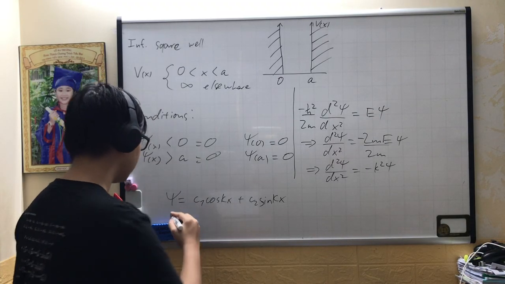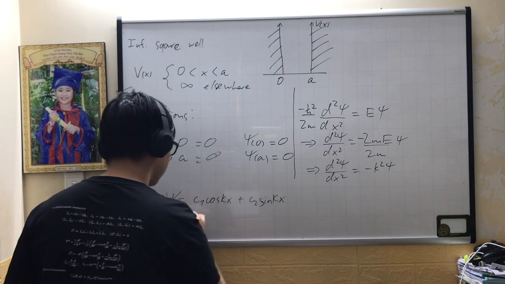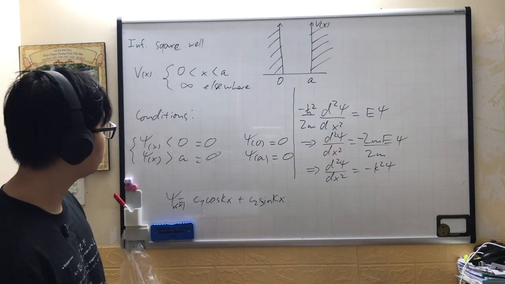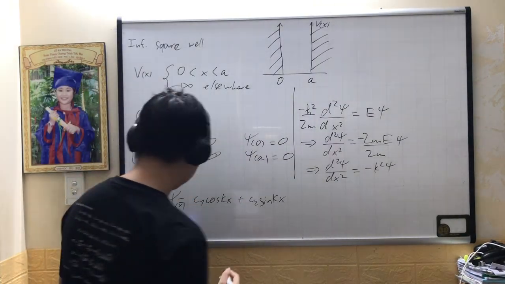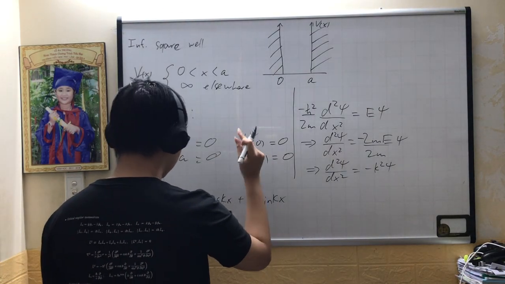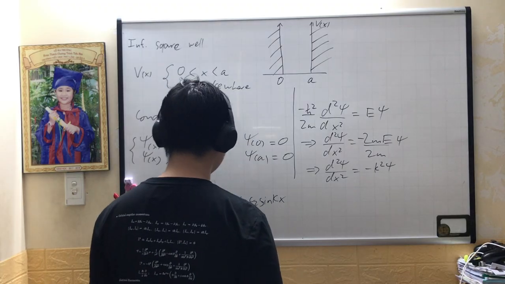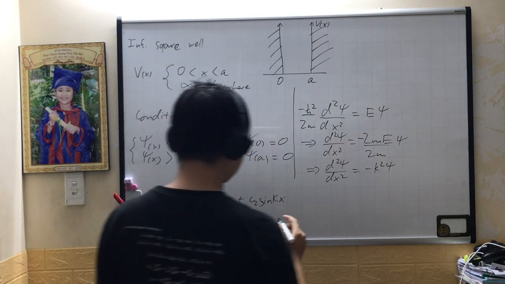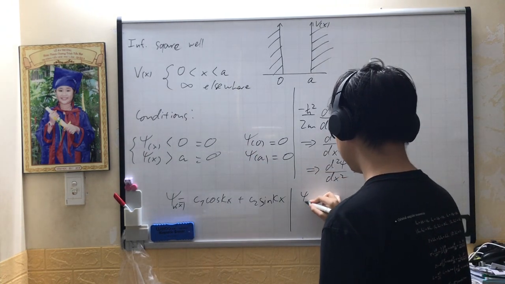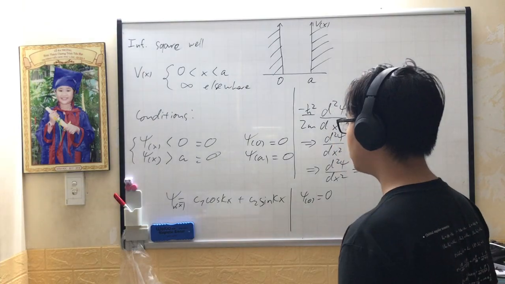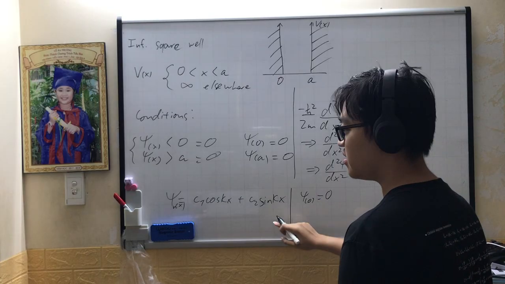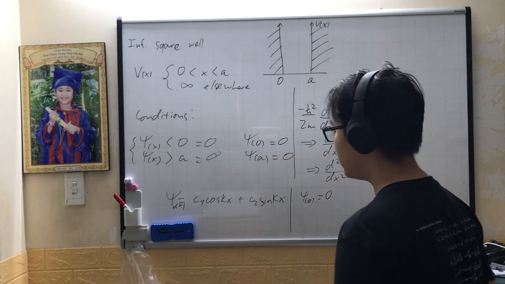Okay, now we have this. This is an eigenstate of the Hamiltonian. Now let's apply our conditions, our boundary conditions to be more specific. First one, let's take psi of 0 equal to 0. So what would that give us? Sine of 0 is 0, so the sine part is gone.